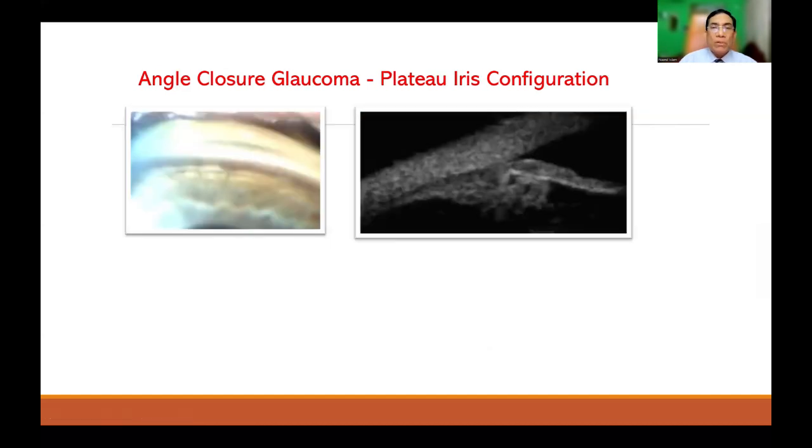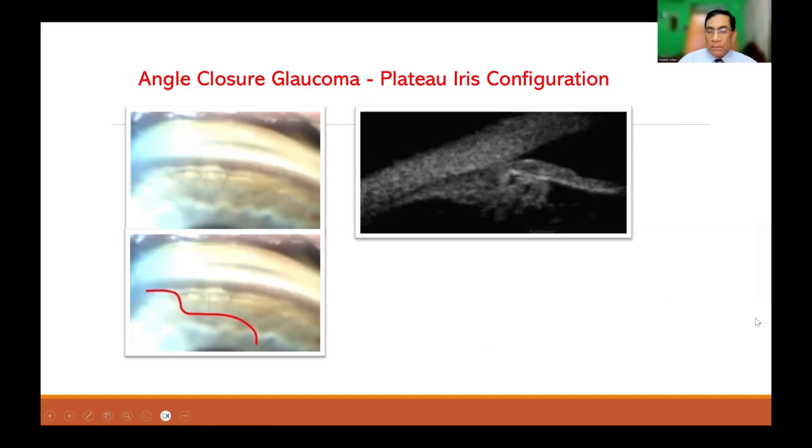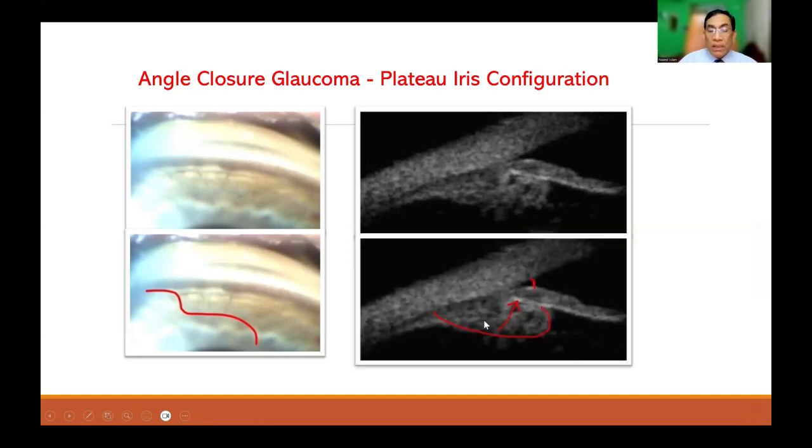Another picture of plateau iris configuration and syndrome is that here also is a double hump pattern, and in the UBM it is found more easily. This is the anterior insertion of the ciliary body, which is actually projecting or pushing the peripheral iris towards the angle, making the angle closer. So this condition is called plateau iris configuration. Even after doing the iridectomy here, this will not change, because this is an anatomical deformity. It will not be changed.